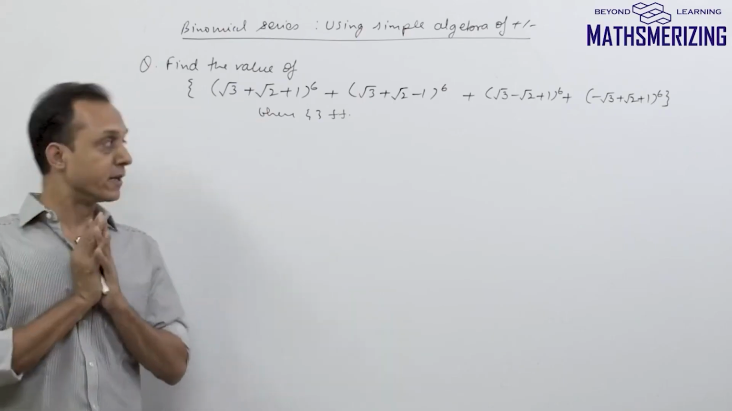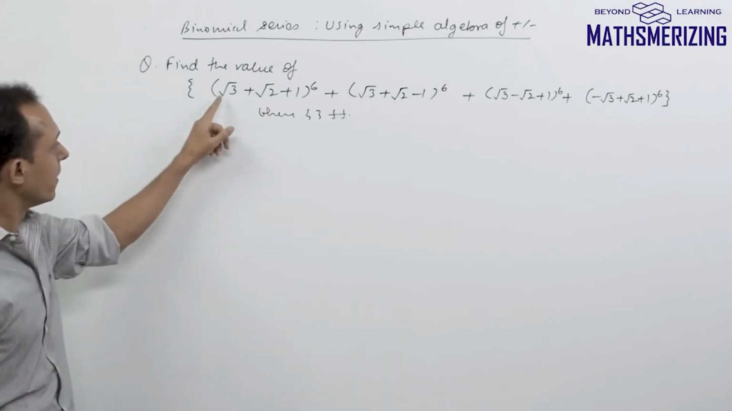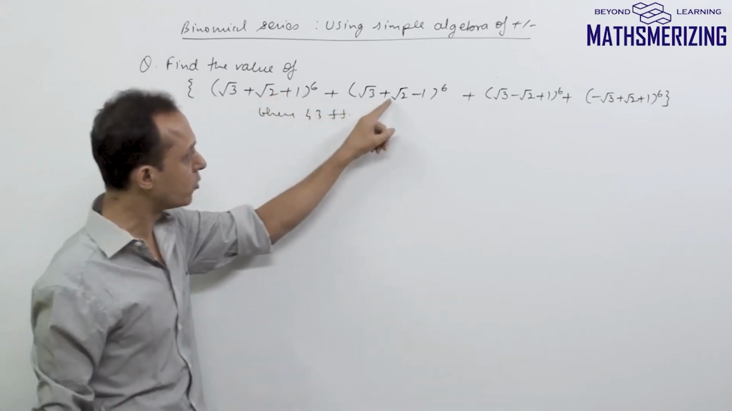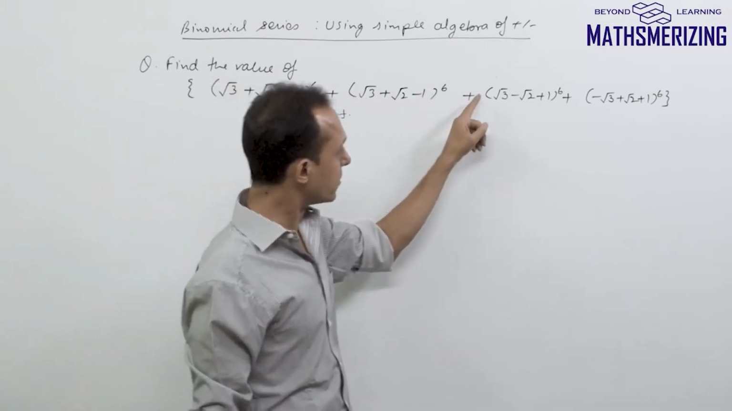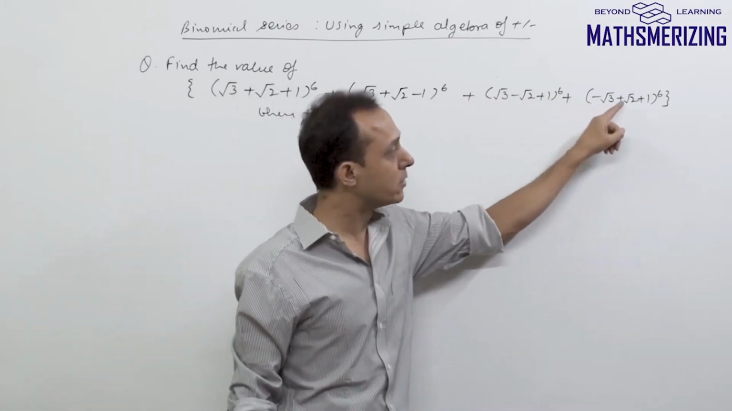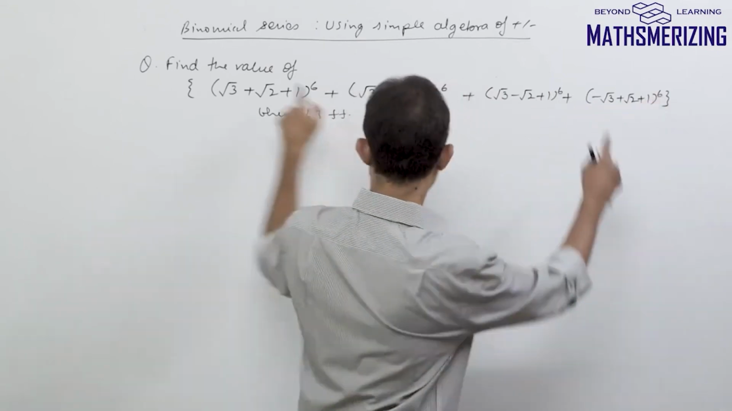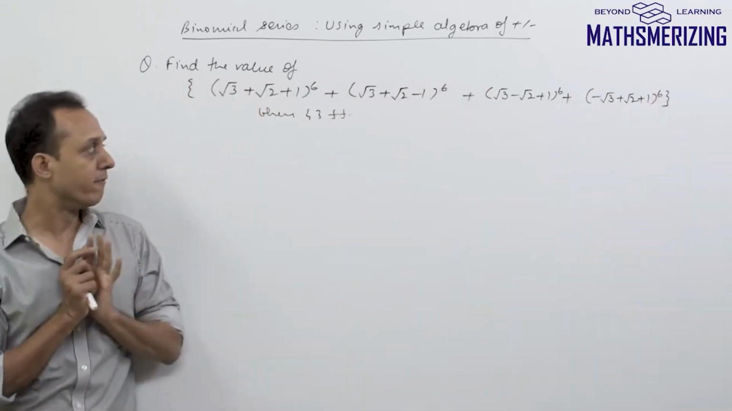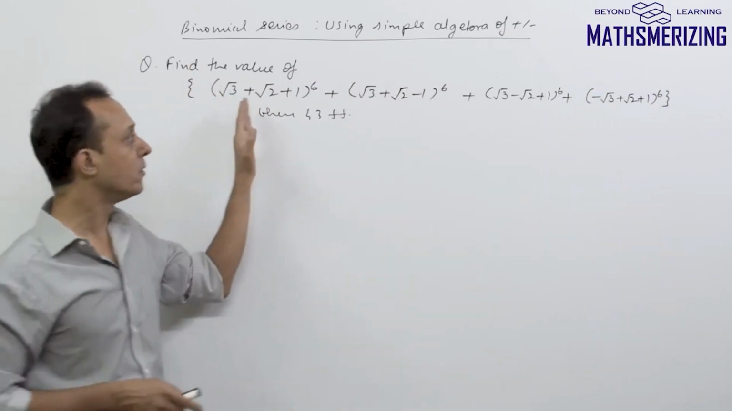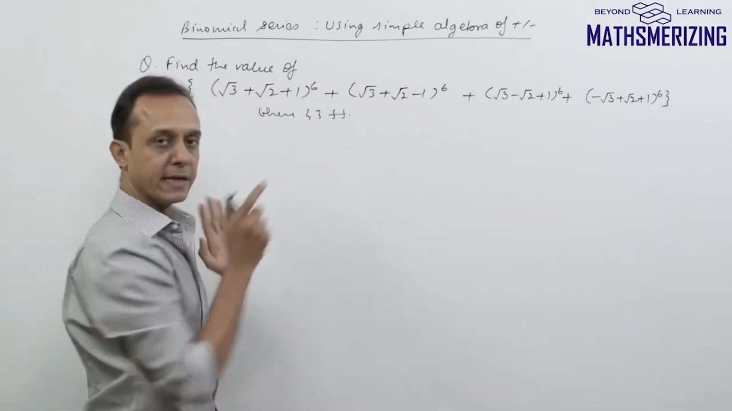So let us take up a question, and the question is find the value of root 3 plus root 2 plus 1 to the power 6 plus root 3 plus root 2 minus 1 to the power 6 plus root 3 minus root 2 plus 1 to the power 6 plus minus root 3 plus root 2 plus 1 to the power 6, and the fractional part of this entire value or number. So where these brackets represent the fractional part function. Now we need to find the fractional part of this given number.